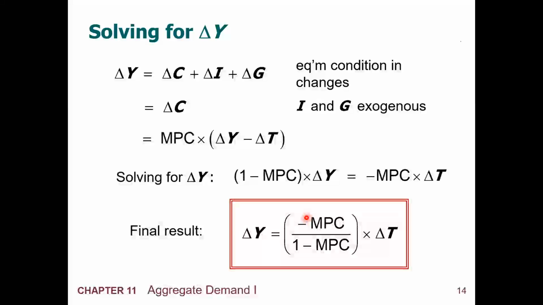Right? So the change in consumption has to be the marginal propensity to consume times the change in output minus the change in taxes, because remember, consumption is a function of output and taxes. So if we're solving for Y, we have to transpose, and so 1 minus MPC times change in Y is equal to minus MPC times change in taxes.